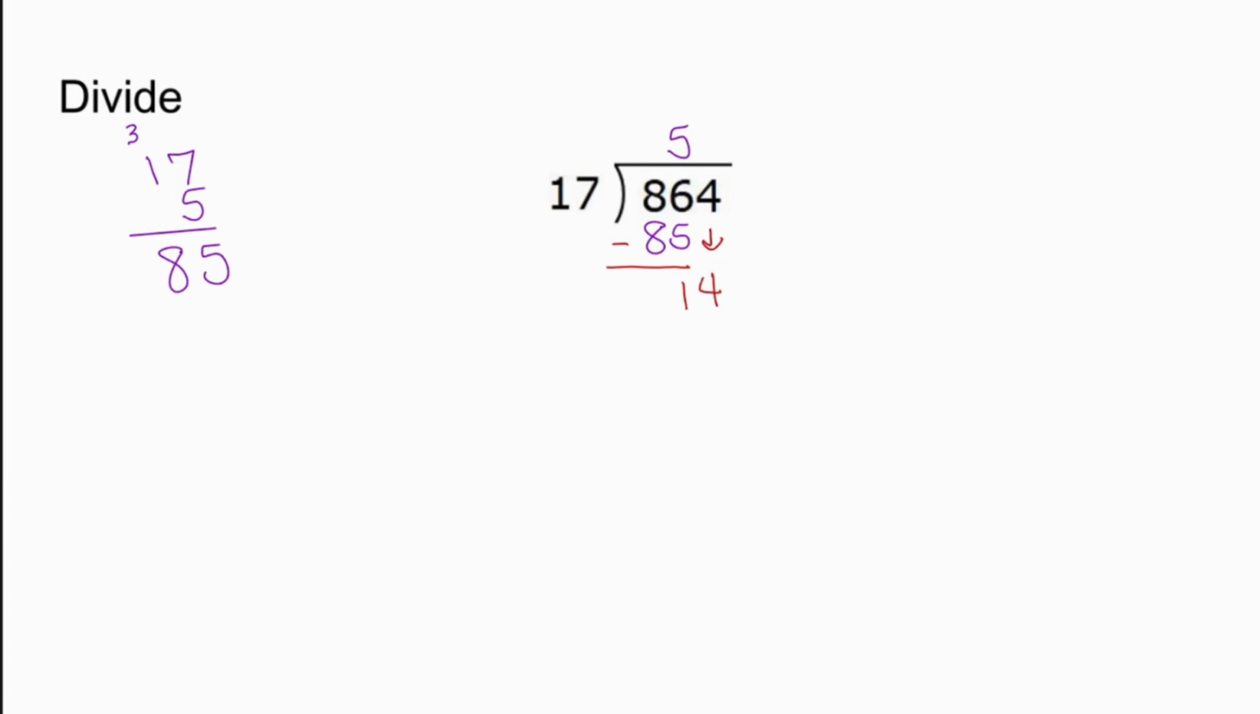How many times does 17 go into 14? Well, 0 times. So we multiply 0 times 17 and get 0. We subtract, and 14 minus 0 is 14. Since there's no more numbers to drop down, 14 is going to be our remainder. So my final answer is going to be 50, remainder 14.